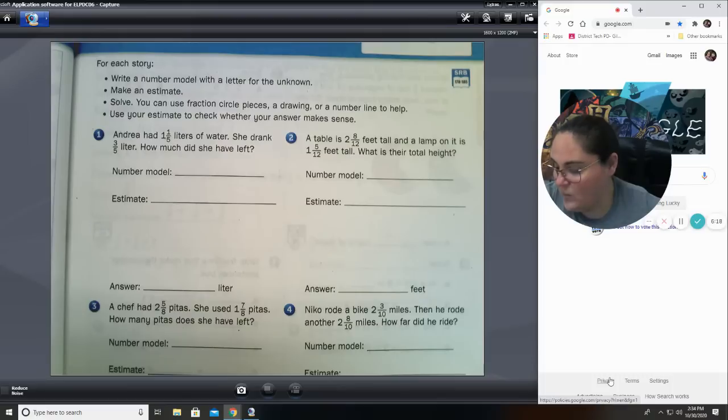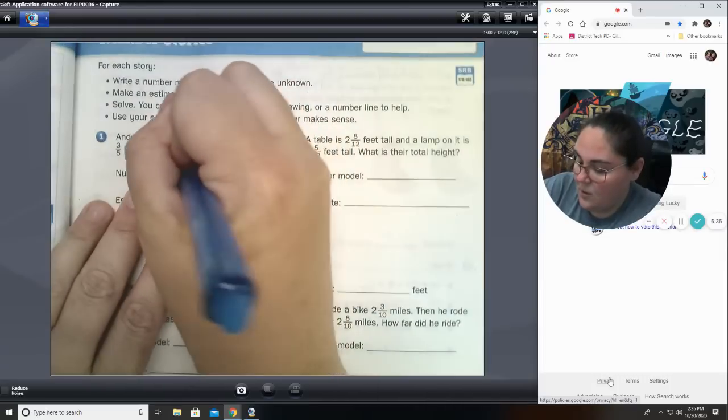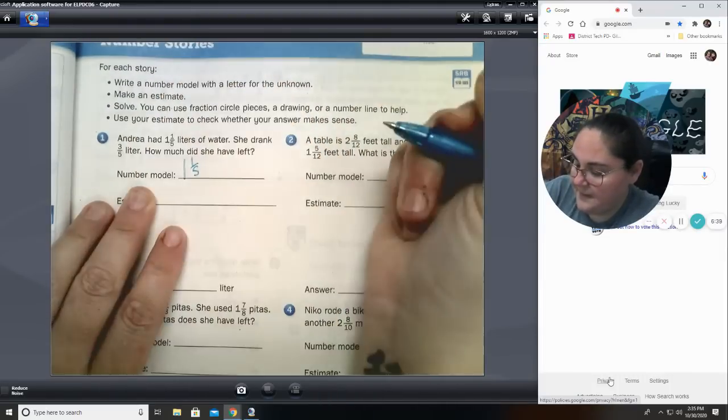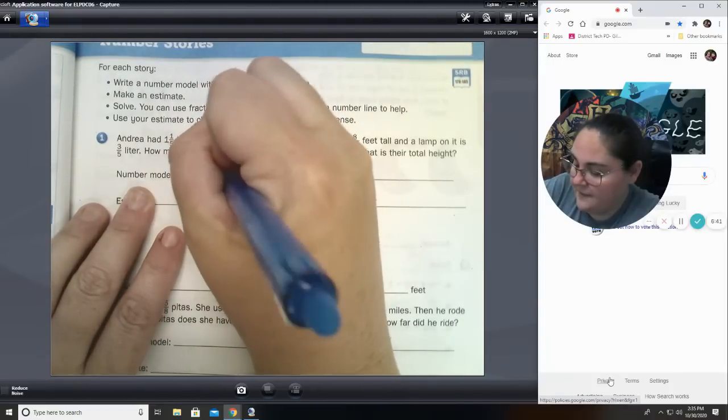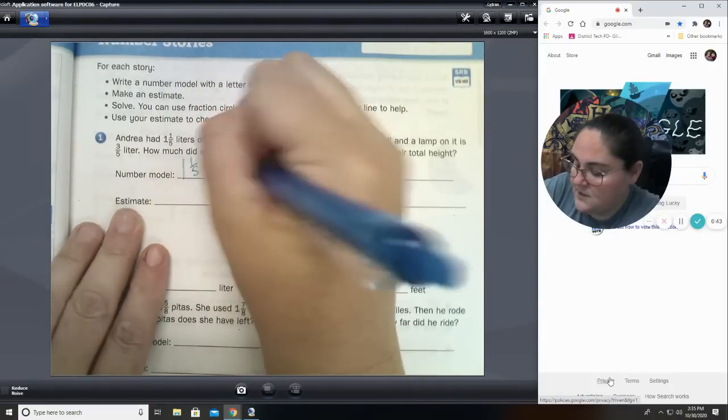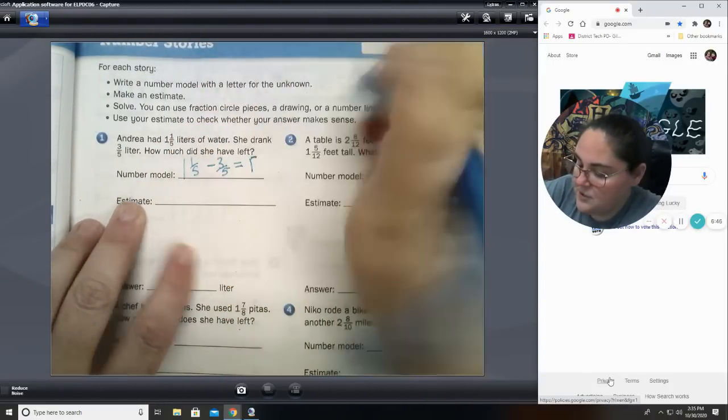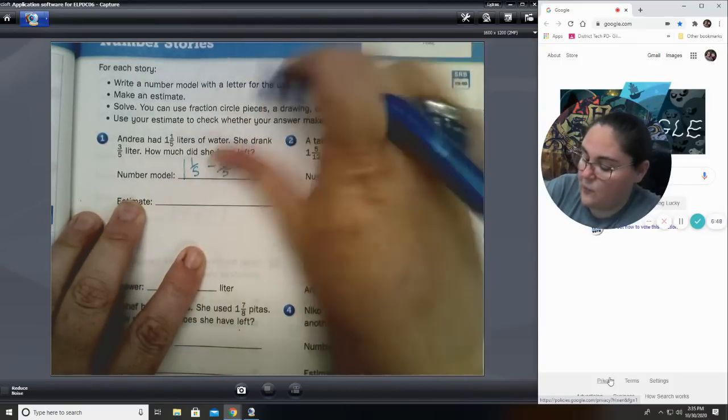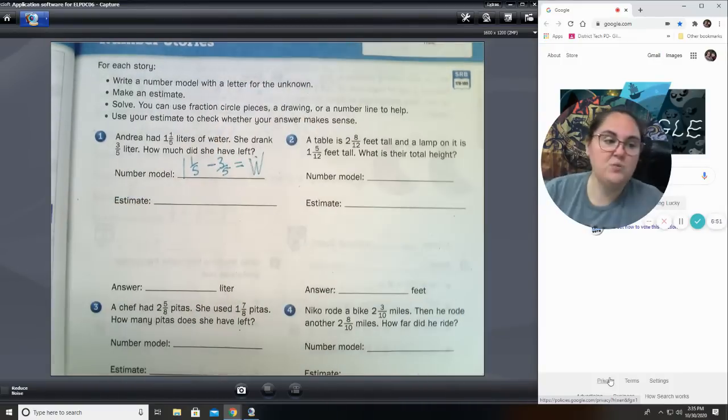Andrea had 1 1/5 liter of water. She drank 3/5 of a liter. How much water did she have left? Did she have left means we're going to subtract. So my number model is going to be 1 1/5 minus 3/5 equals W, for water. How much water does she have left?